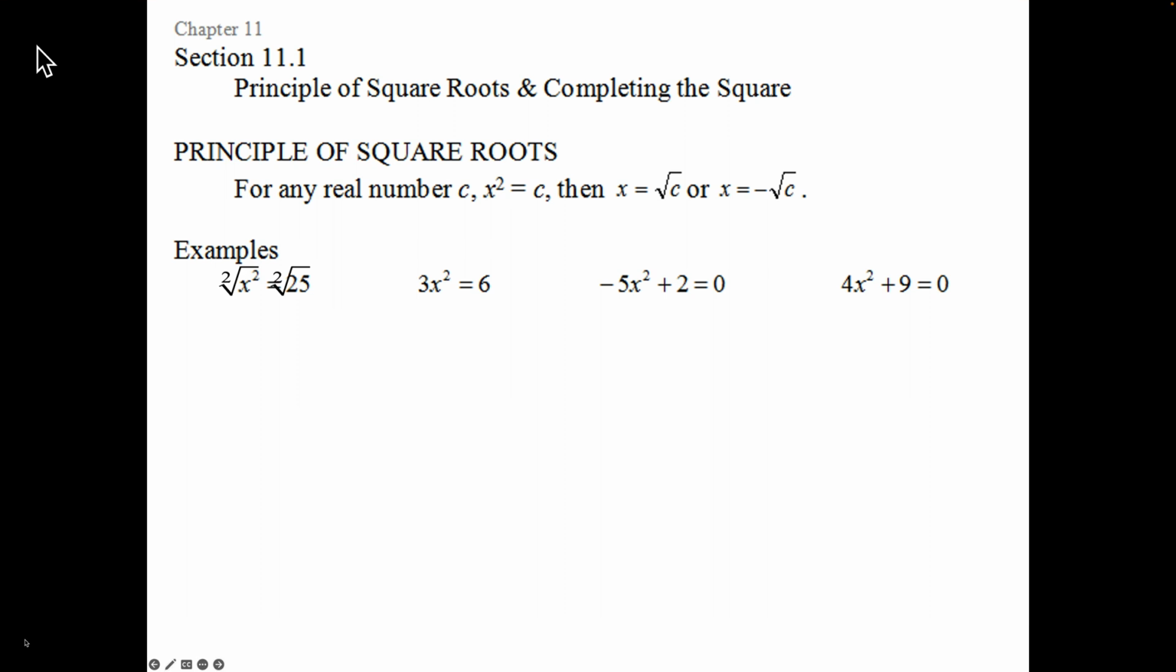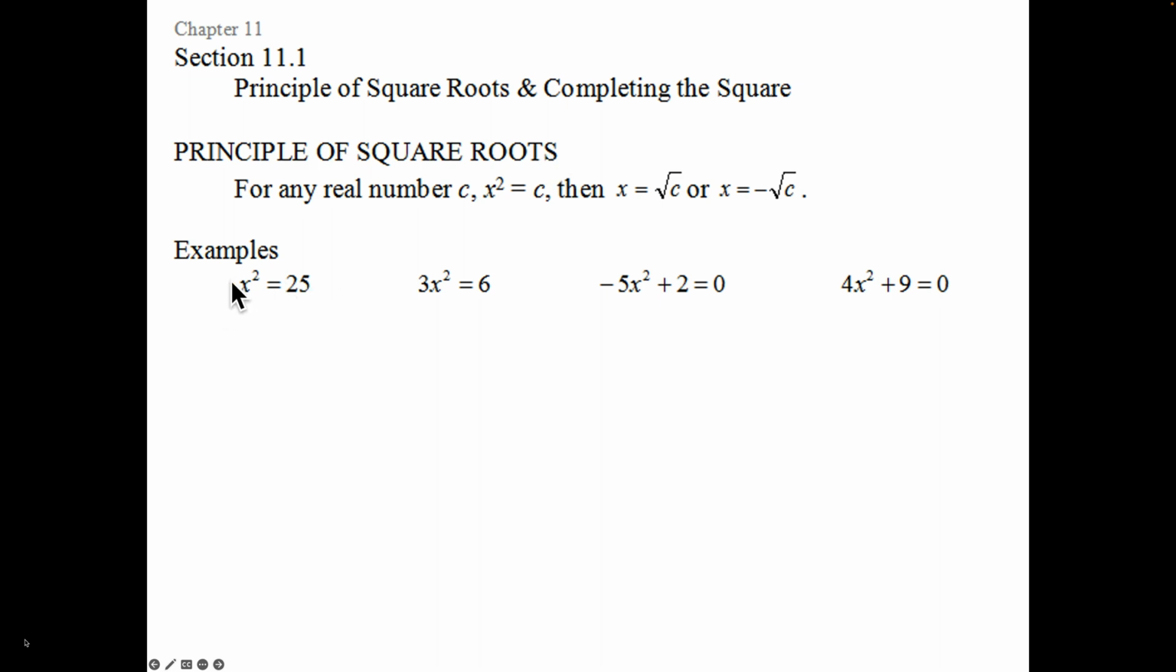MAT1, where we're going to start talking about principles of square roots. This is where you have x squared is equal to some constant value. Now, if you recall back when we talked about perfect squares, that there's always a plus and a minus, whether it was factoring or we talked about square roots being plural.